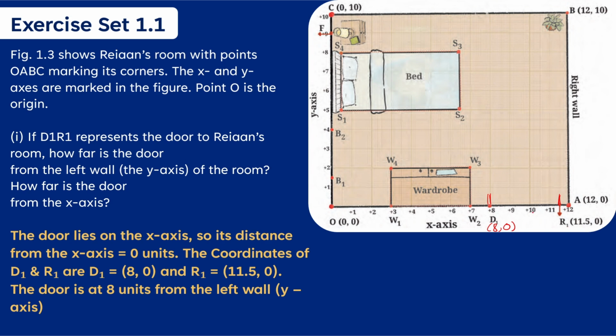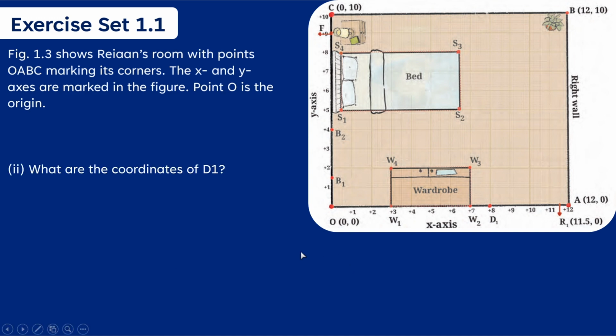So when we want to see the distance of the first point from the left wall, if this is going to be the right wall, then the wall right opposite to it is represented as the left wall, and this first point is 8 units away from the left wall, 5, 6, 7, and 8. So the door is at 8 units from the left wall, which is the y-axis.